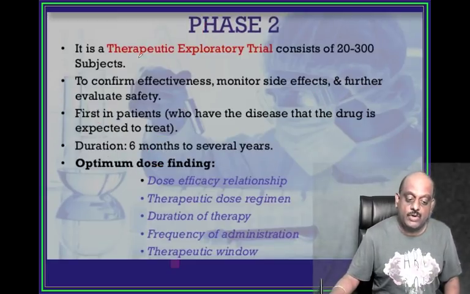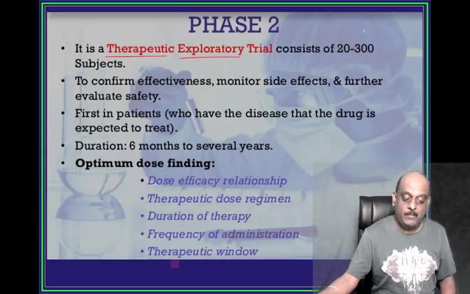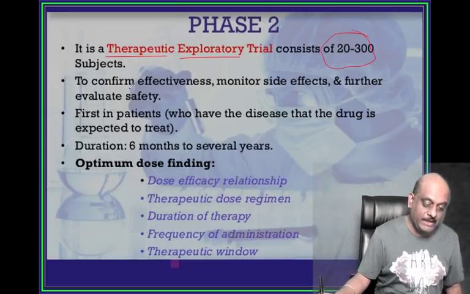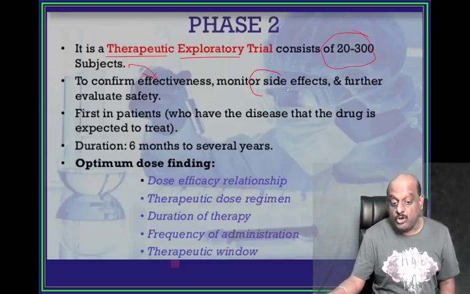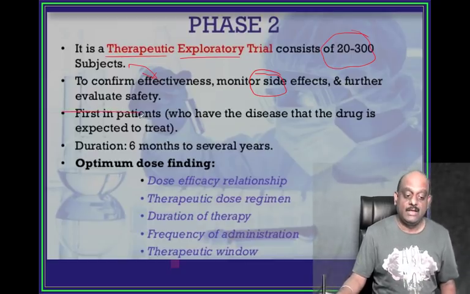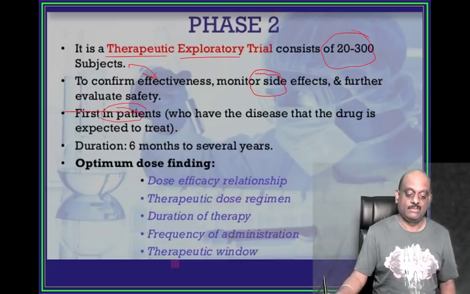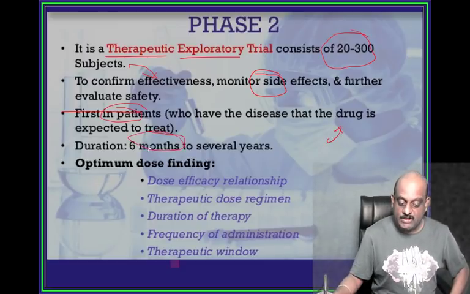Phase 2, it's called therapeutic exploratory trial. It's done in 20 to 300 subjects. You want to confirm the effectiveness, monitor the side effects, and evaluate the safety. First in the patients who have the disease that the drug is expected to treat, for 6 months you use it.